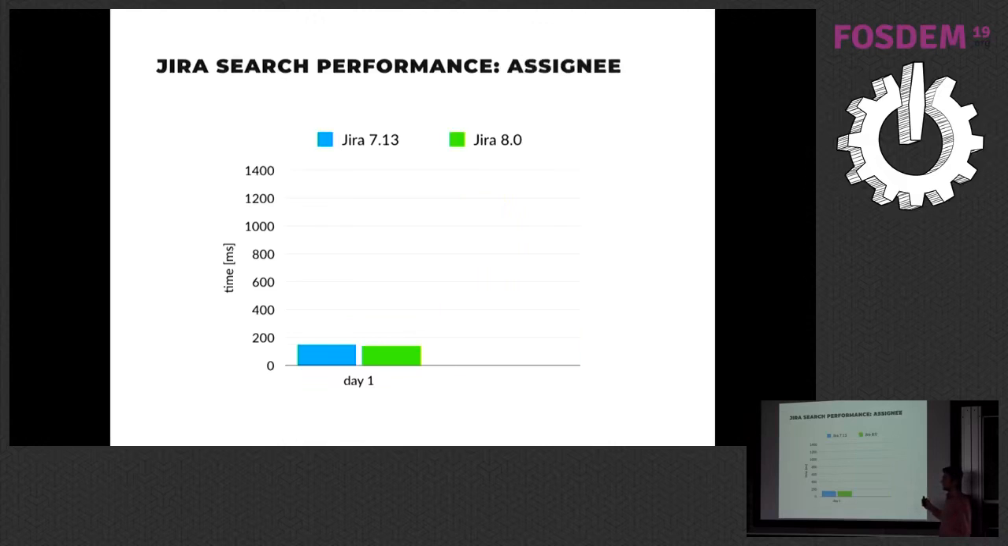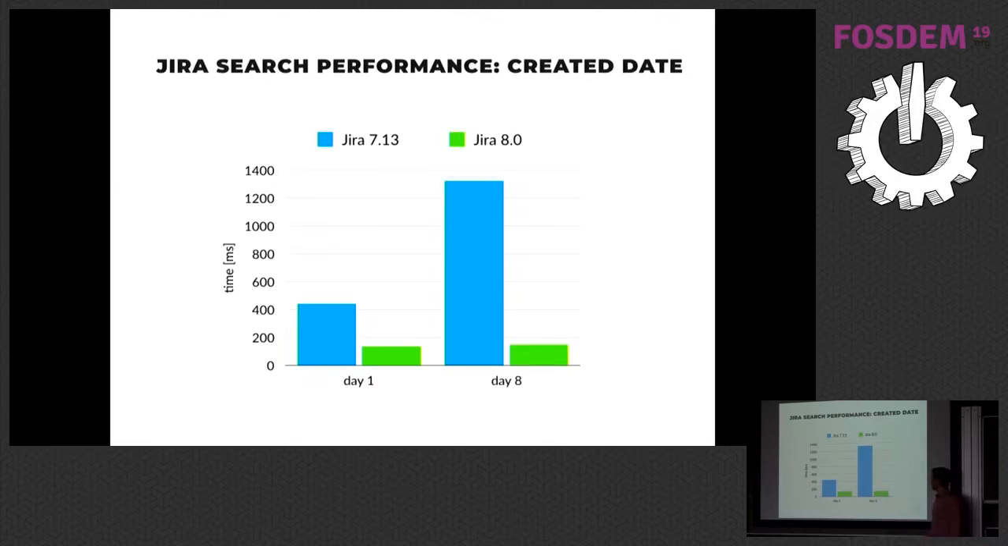If you search by assignee, which is simpler, they start head-to-head. But then again, 7 degrades while 8 stays intact. If you search by created date, Jira 8 is 3 times faster, and that is because now we index dates as numbers rather than as text, and doing range queries on numbers is faster than doing range queries on strings. And again, there was degradation in Jira 7.